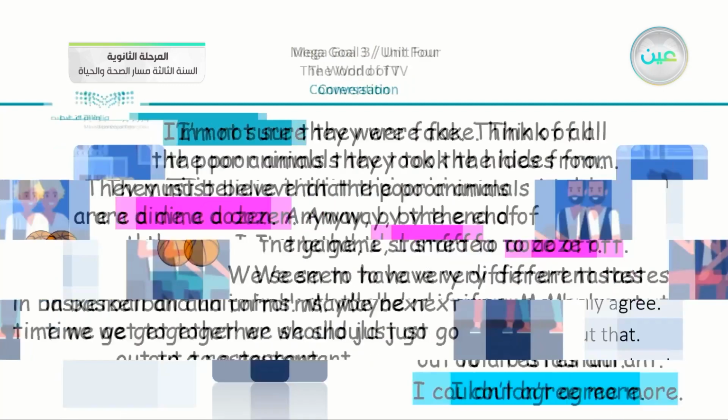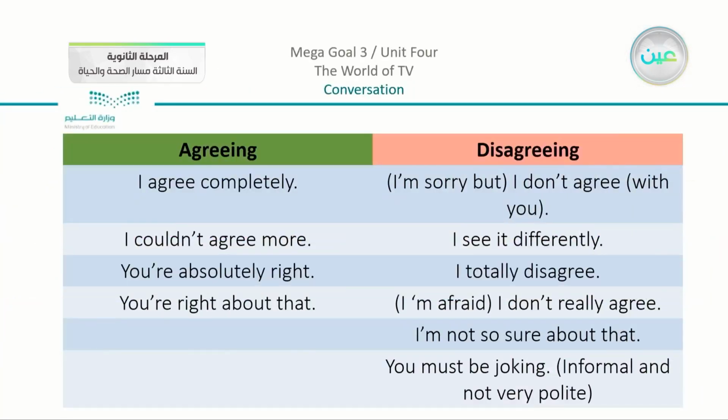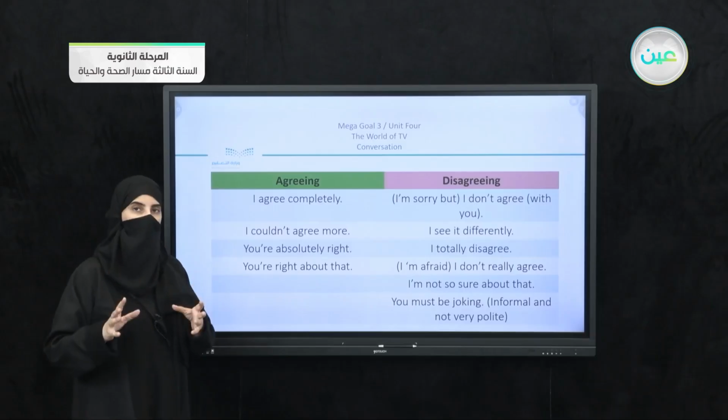So coming at the end, you can see that we have here the table. We have the exact table in your book. You can see the different phrases used for agreeing, as we said. You can use, for example, I agree completely, I couldn't agree more, you're absolutely right, and you're right about that. Now you can see that some are very clear in agreement.